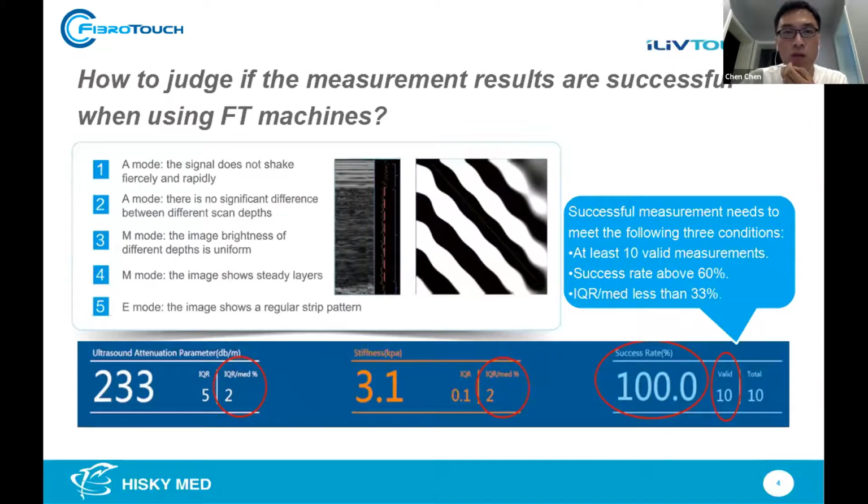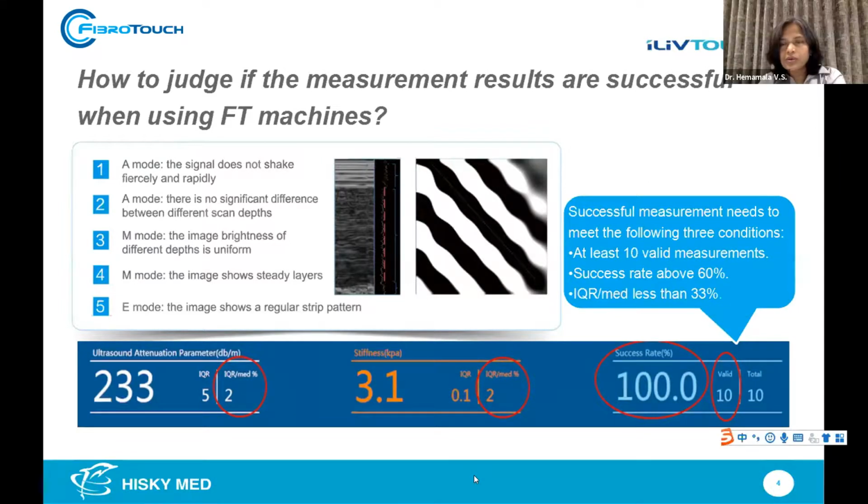So if we follow the 5 principles we have, our results could satisfy the 3 conditions. So we have the confidence to say that the result we get is accurate. It's very good results. And yeah, that's some important keys to operate the machine. And if you have any other questions about operating, you can also ask questions.